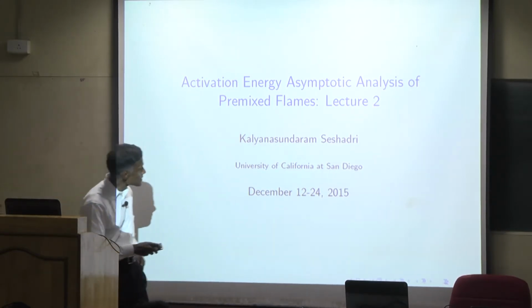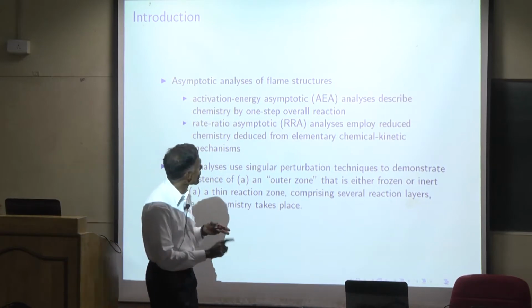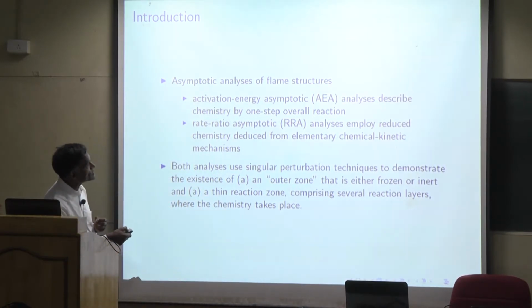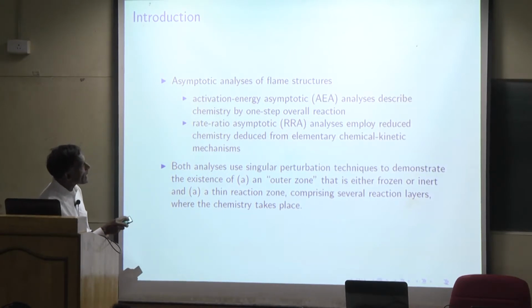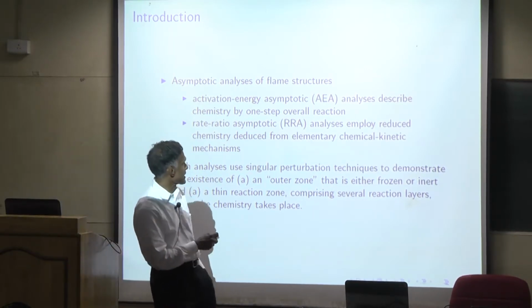Right, now I want to give you a rough overview of asymptotic analysis. For asymptotic analysis of flame structure, there are basically two types. One is called the activation energy asymptotic analysis, and the other type is called the rate ratio asymptotic analysis.